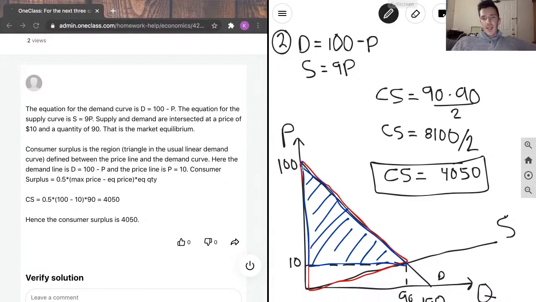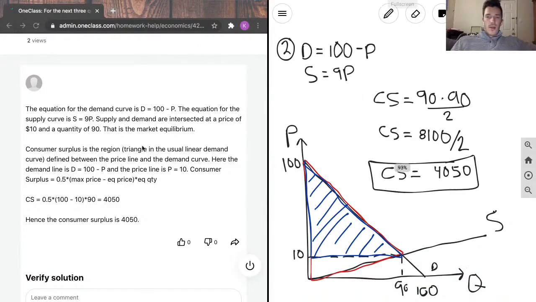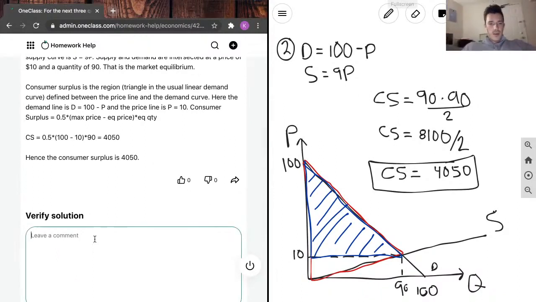So what they're trying to say is this area I've highlighted in blue here, on the y-axis between 100 and 10, on the x-axis between 0 and 90, and then of course along the demand curve. And they get the same value for consumer surplus that I do. So I will let you guys take a quick picture of that.